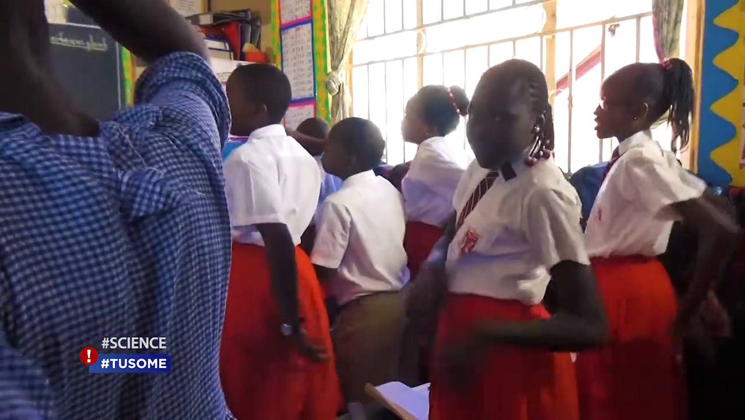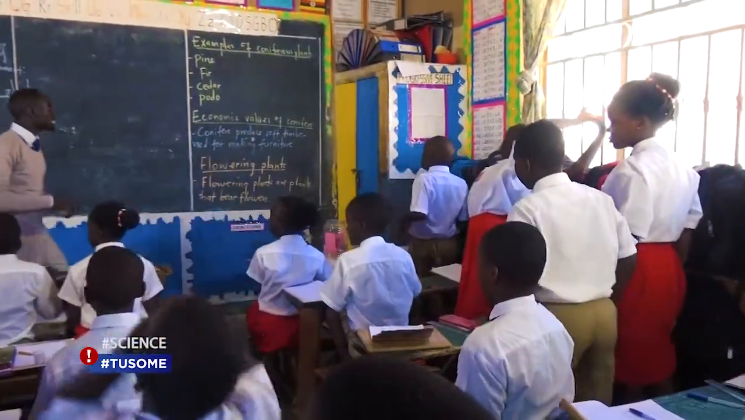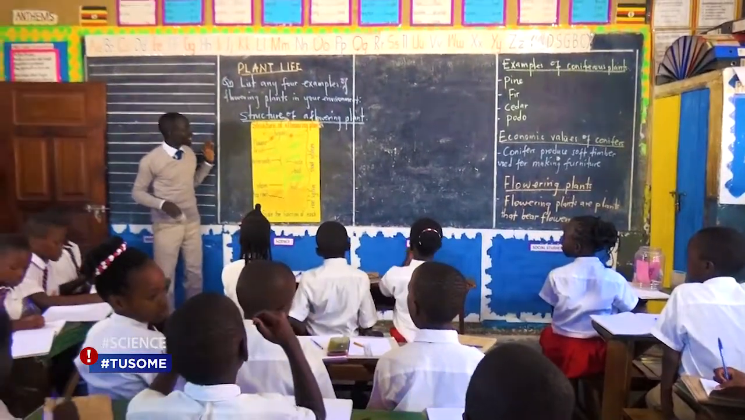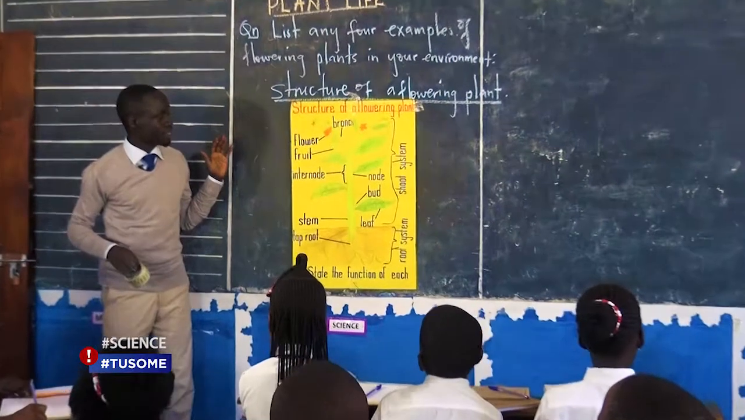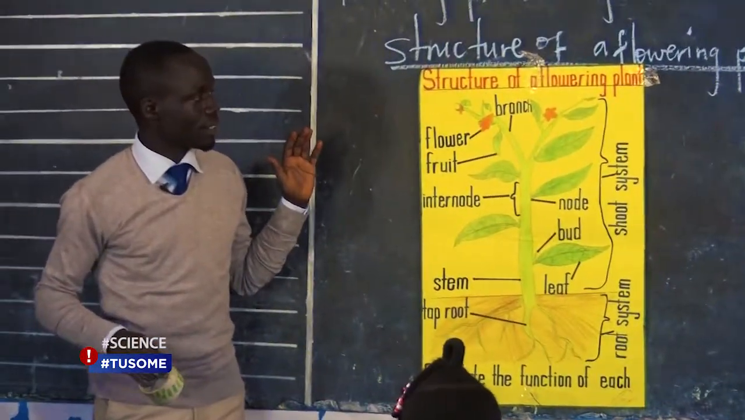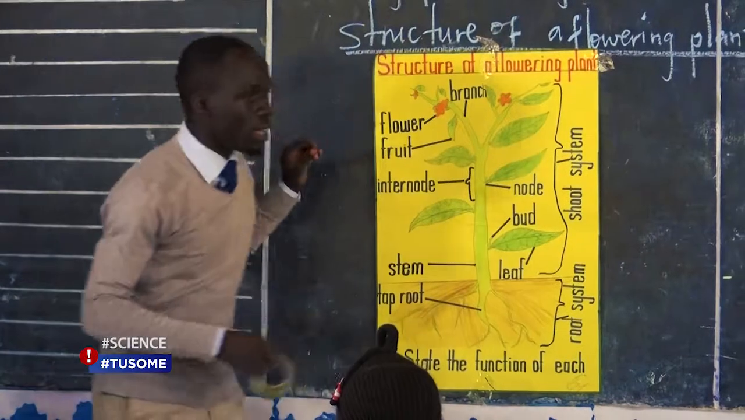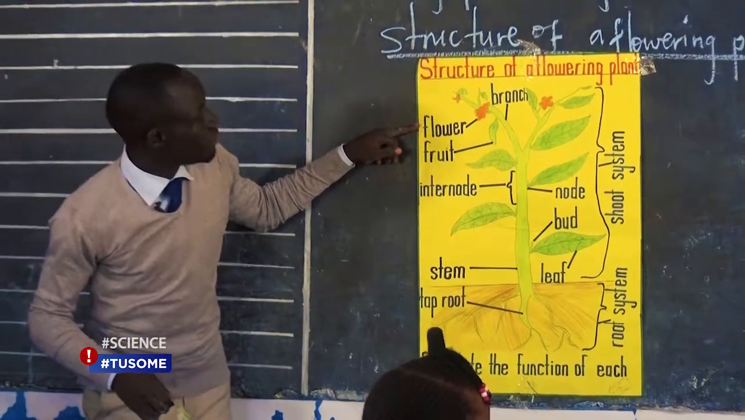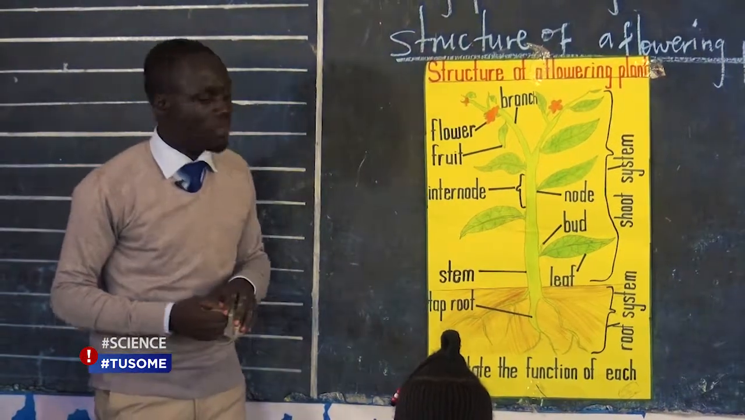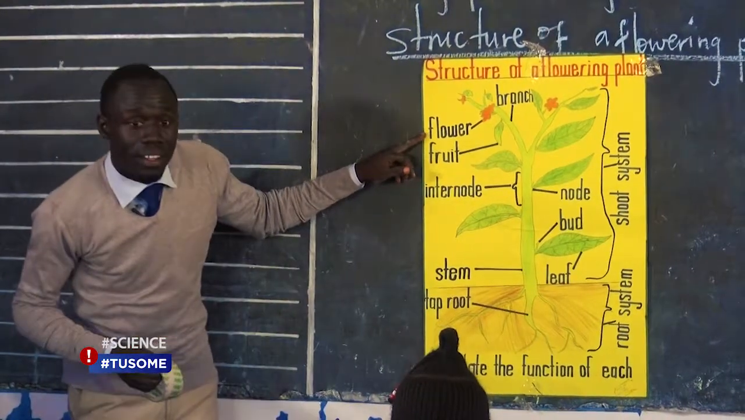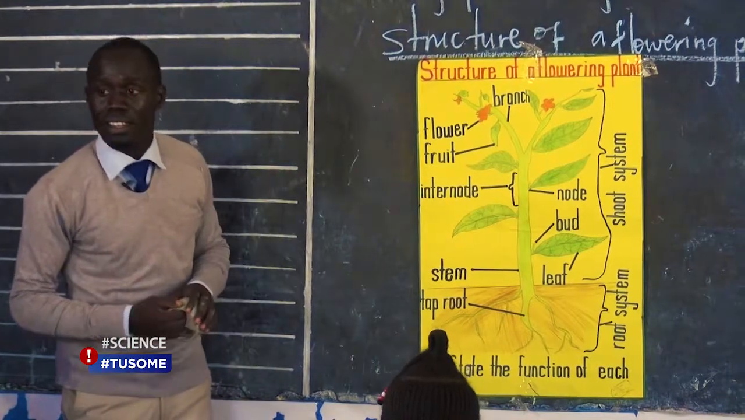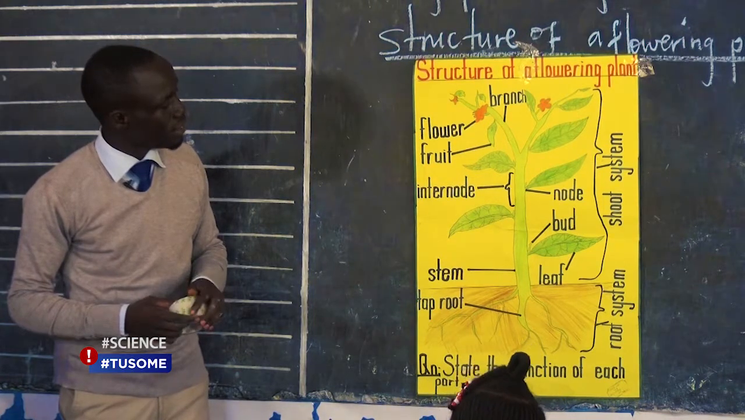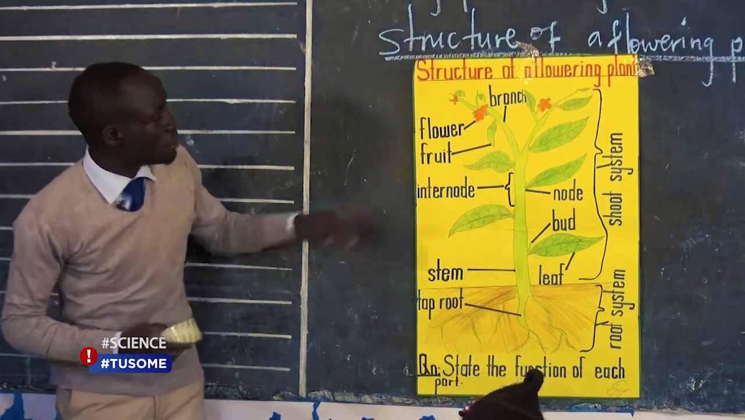Okay, sit down, everybody. We are going to look at the following: parts of flowering plants. We have the first part up here called flower. Everybody? Flower. Can we spell the word flower? F-L-O-W-E-R.